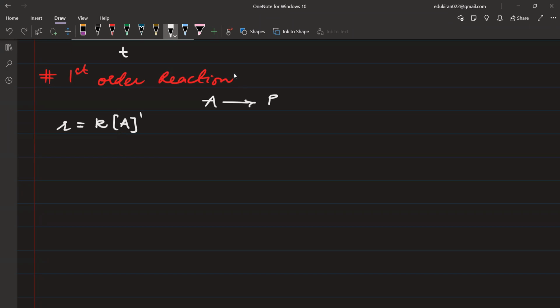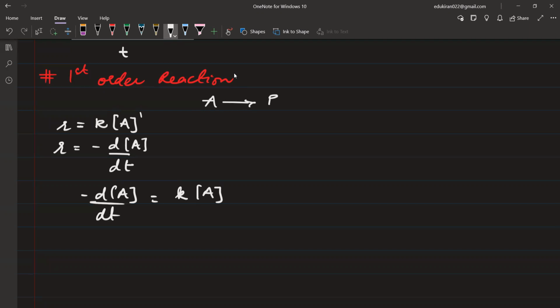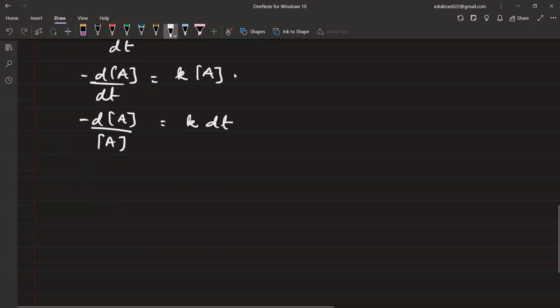Very good. I can also write R is equal to minus dA upon dt. Now what I'm going to do, I'm going to equate both of these things. So I will get minus dA upon dt should be equal to K into concentration of A. Now I will do variable separation. I will get minus dA, I will put the A terms in one place and the T terms in one place, K dt. And then I'm going to integrate on both sides.